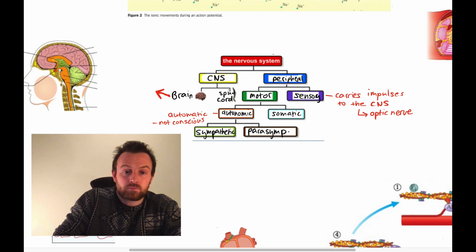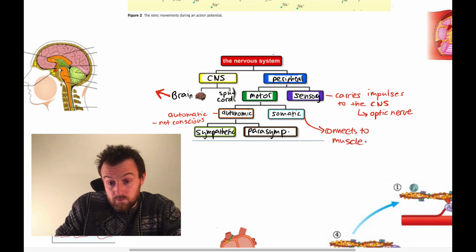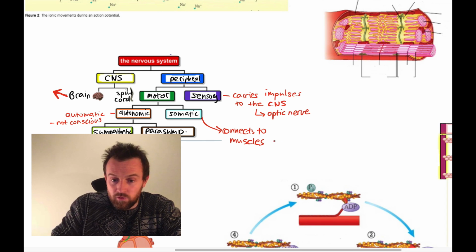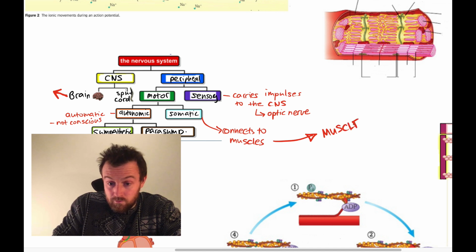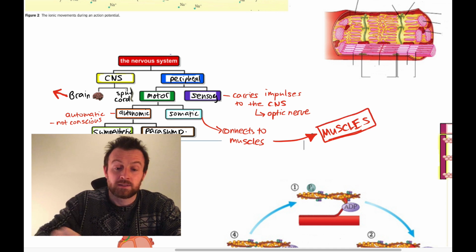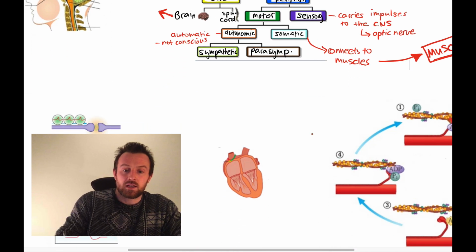So the somatic nervous system connects to muscles. And we're going to talk about muscles and all of that stuff over here. So this whole right side of the mind map is going to be about muscles later on. But first of all, let's dive into the sympathetic and the parasympathetic a little bit.